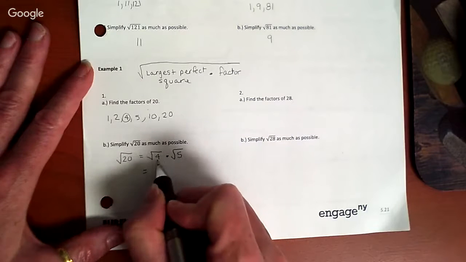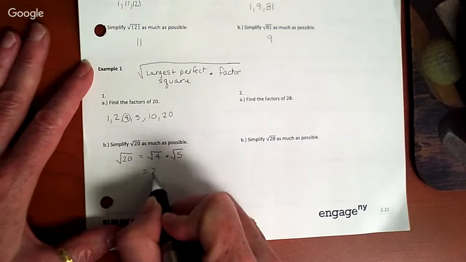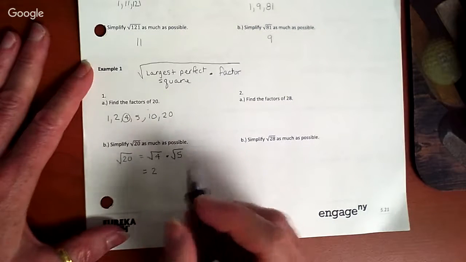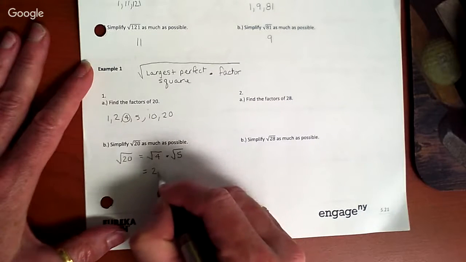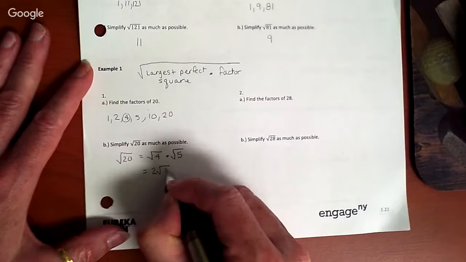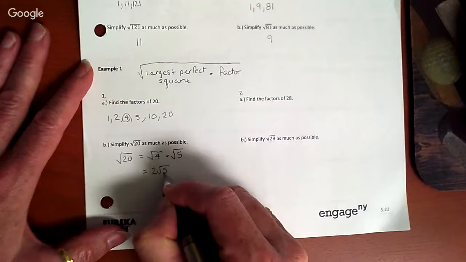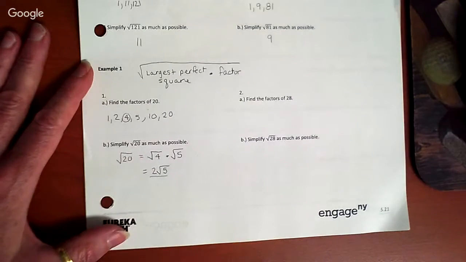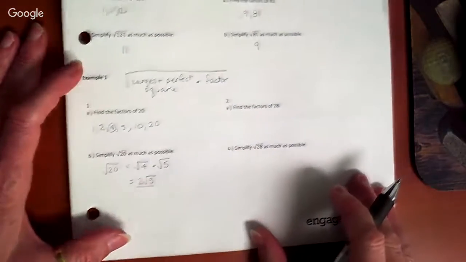So now we can take the square root of 4, which is 2, and then bring together and put next to the square root of 5. So my answer would be 2 times the square root of 5.